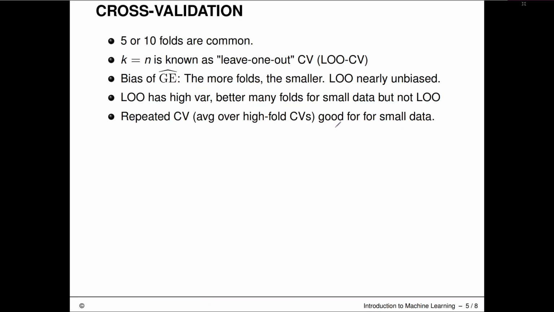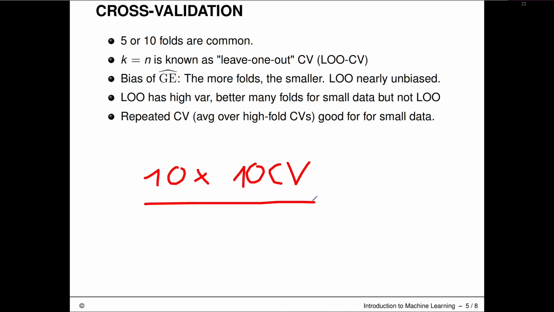And at the end, again, we average all performance estimators. So this is sometimes called 10 times repeated 10CV, or it's not called like that. That's a standard approach for very small data.